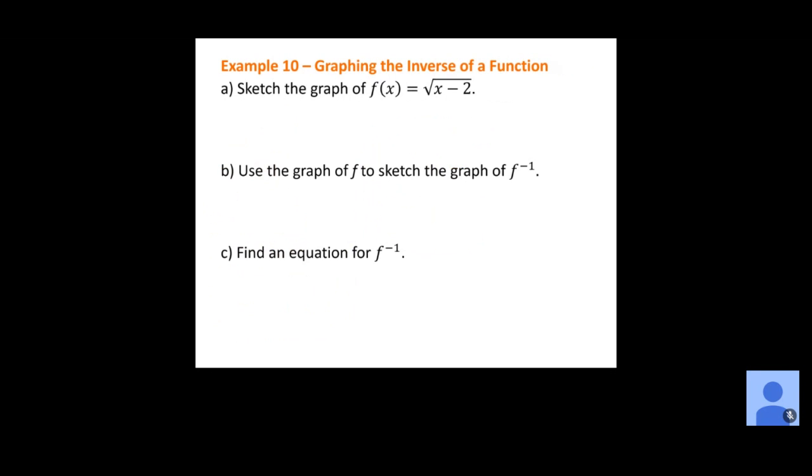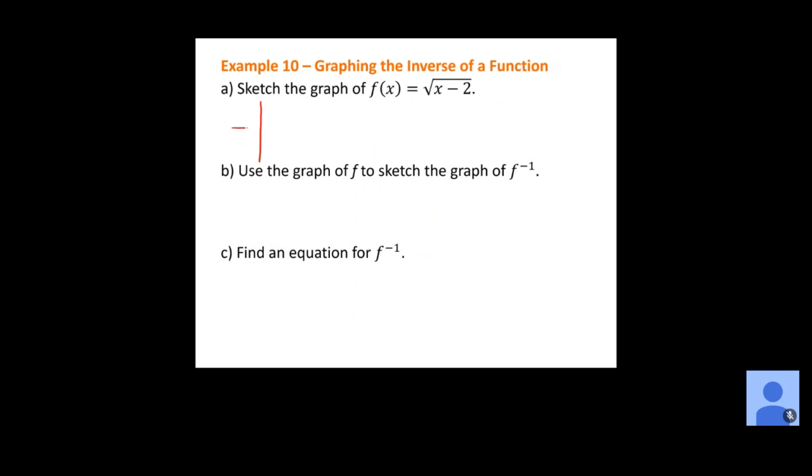All right, example 10 now. We want to sketch the graph of f of x equals the square root of x minus 2. So first off, we have a square root function. That would be our parent. We know the minus 2 is going to shift the graph to the right 2 units based off of our transformations. The minus 2 on the inside is going to shift it to the right.